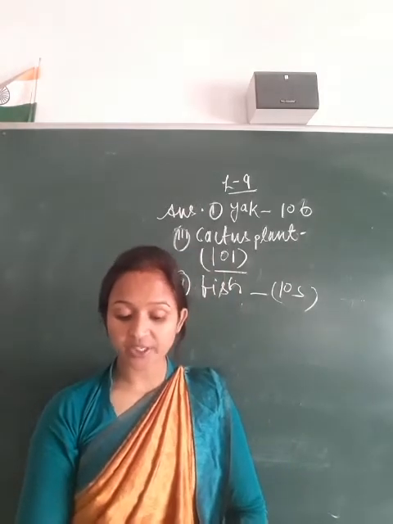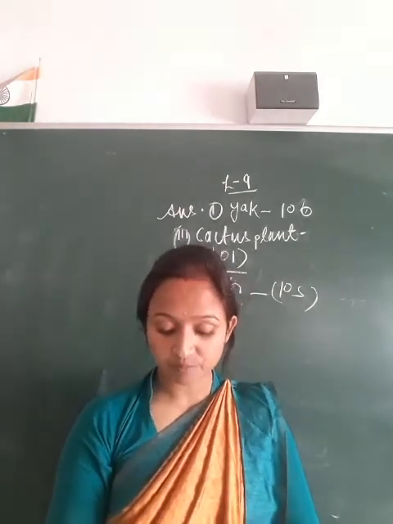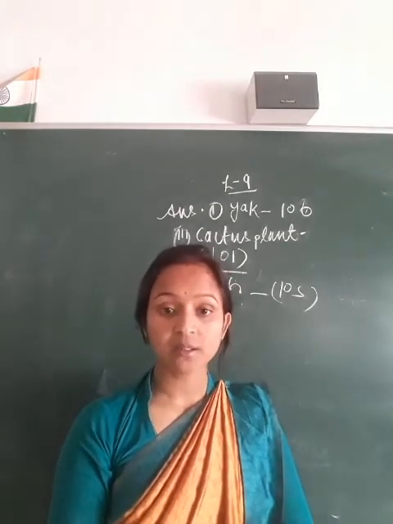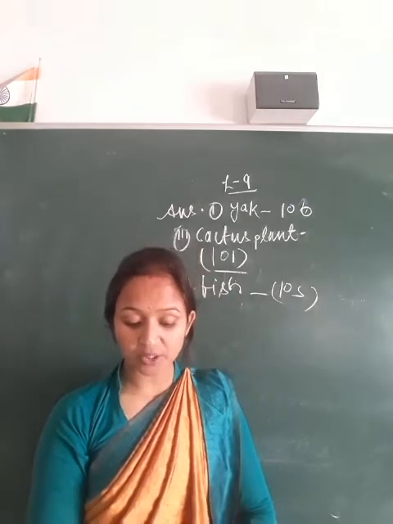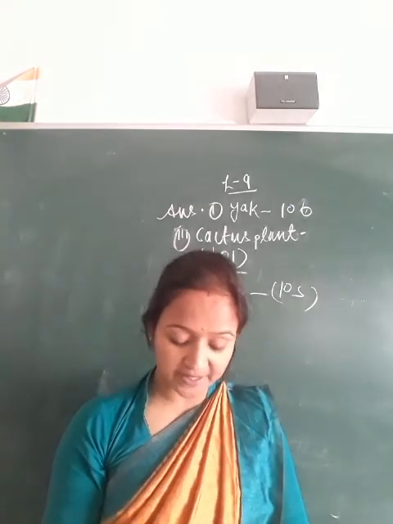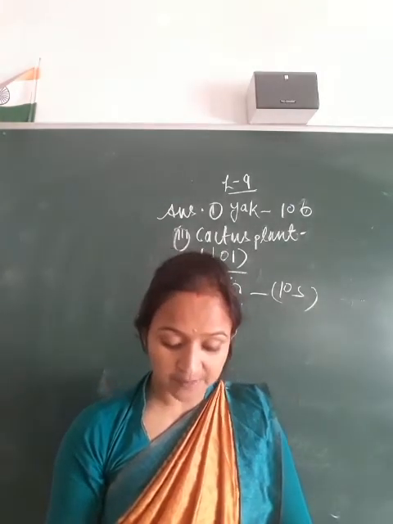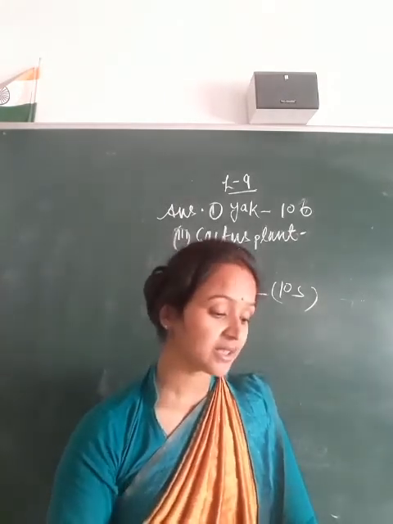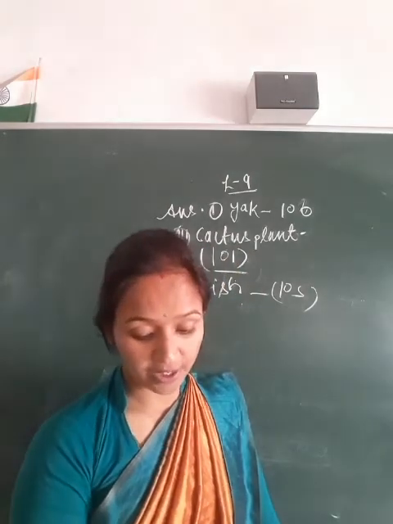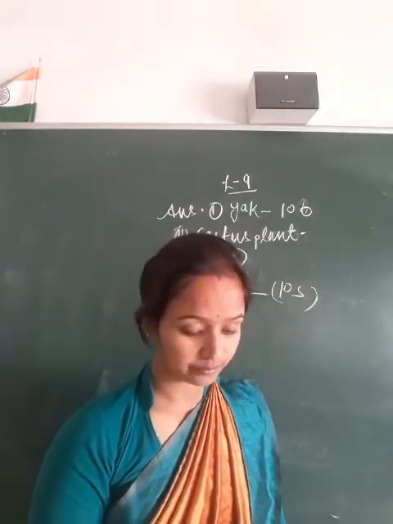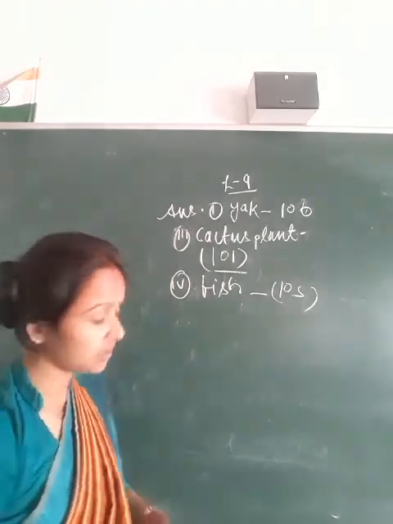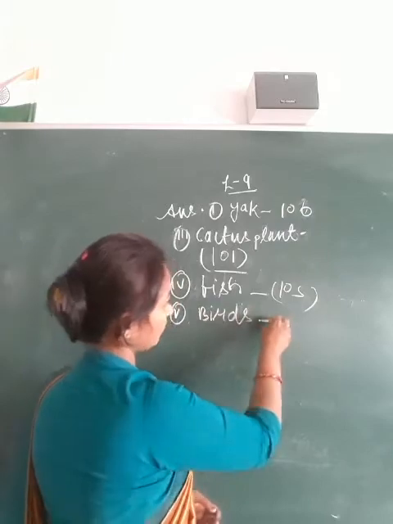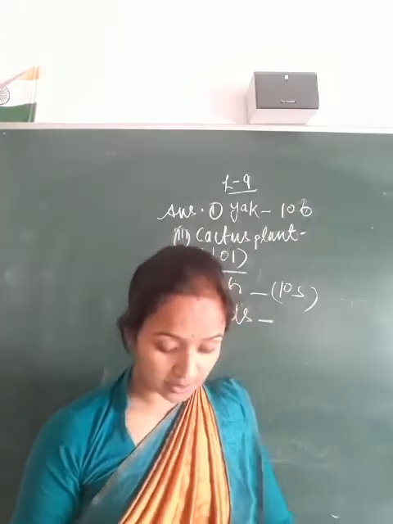To prevent rotting and decay, the animals develop special covering like scales, waxy coating, etc., and special breathing organs like the gills in fish are present. So these are the adaptations present in the fish. Now come to the birds.